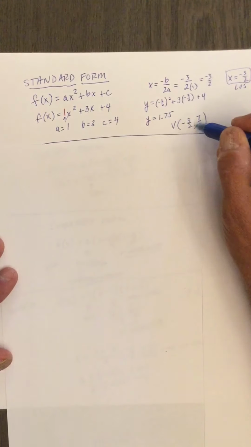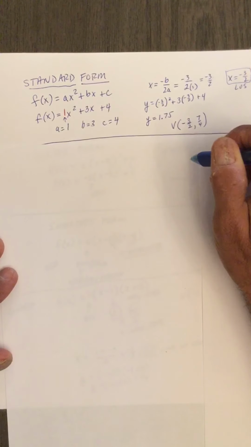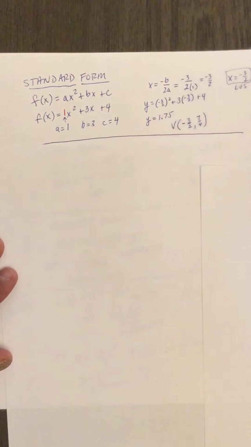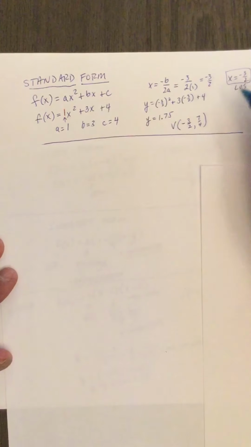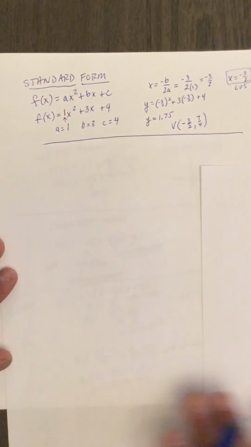Once you have the vertex, you plot the vertex, then find 2 points either to the right or to the left, copy them onto the other side of the line of symmetry, and then you can draw your parabola.